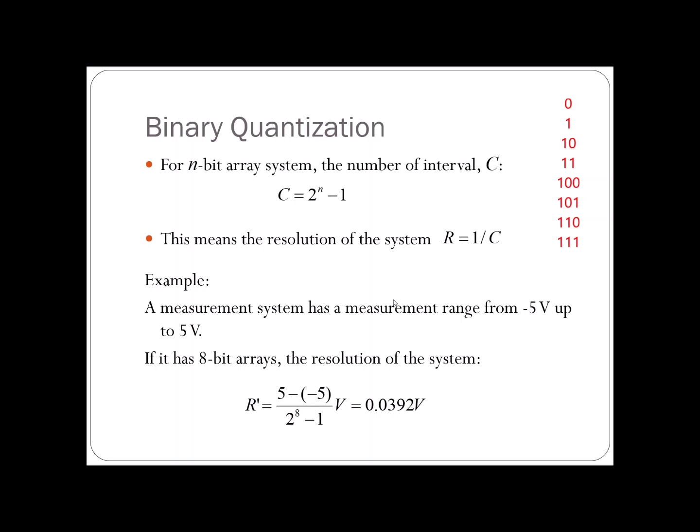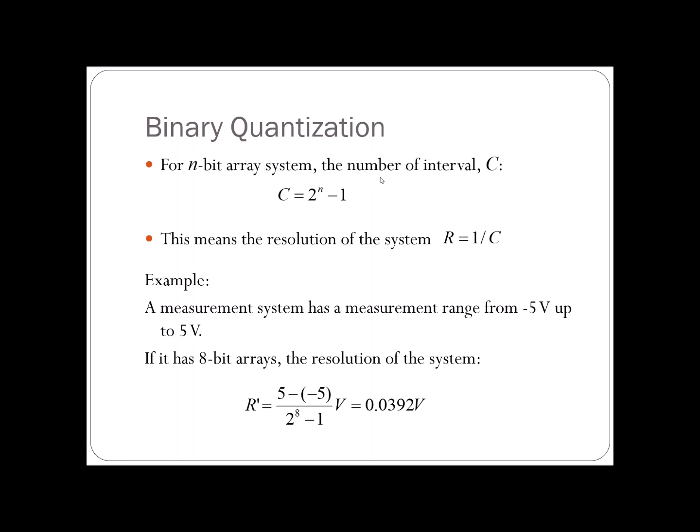0, 1, 2, 3, 4, 5, 6, 7. You have 8 numbers then. So that means you recognize 8 numbers. But of those 8 numbers, the first one is 0, right? So basically, you only have 7 intervals there. If you have 3-bit arrays, then from 0 to 7, you only have 7 intervals: 0 to 1, 1 to 2, 2 to 3, 3 to 4, and so on until 6 to 7. You only have 7 intervals there.